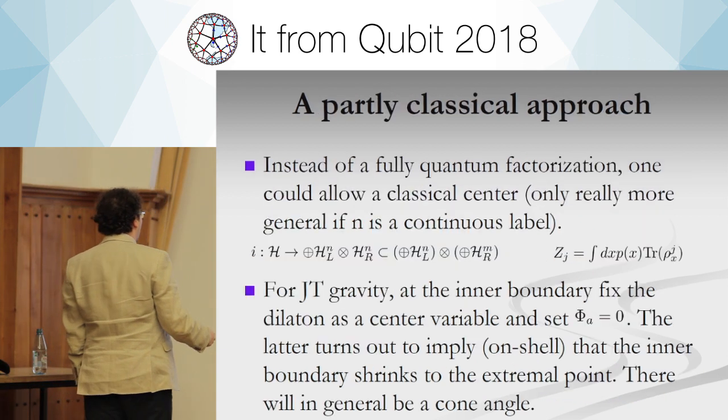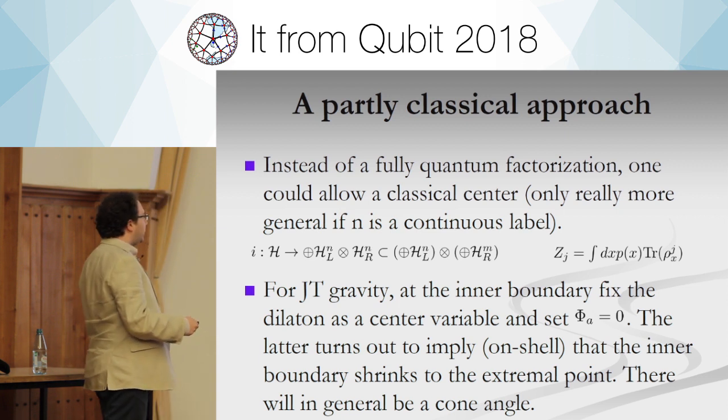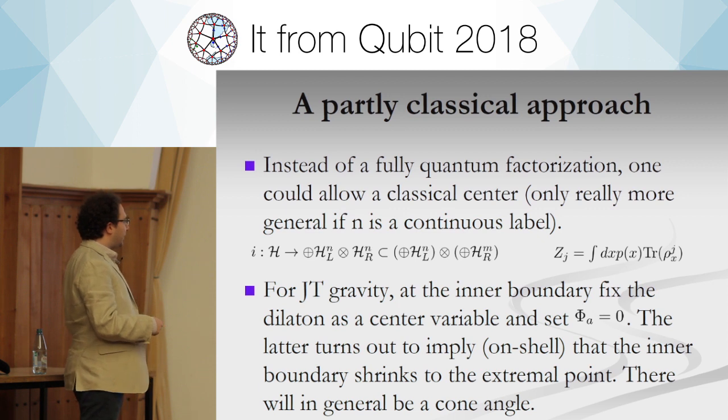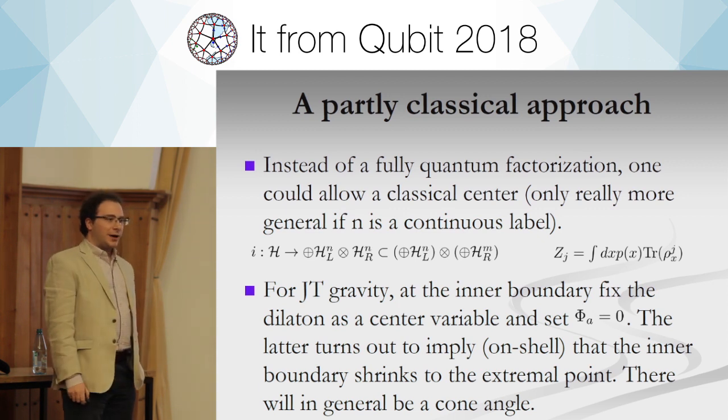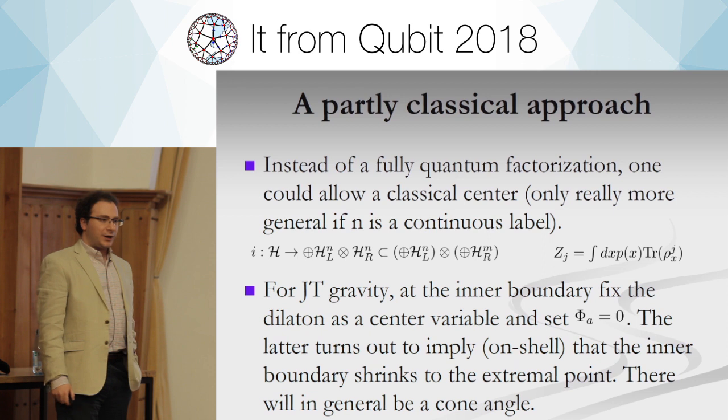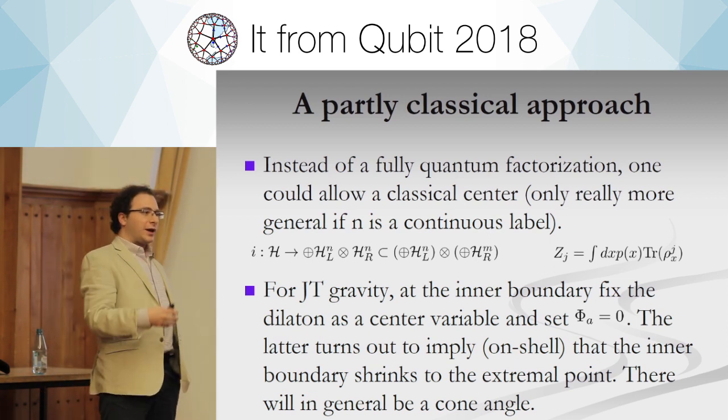Now, one way to proceed here is to allow a classical center. So to generalize a little bit this factorization of the Hilbert space that I mentioned. So instead of trying to map the Hilbert space into a factorized one, sometimes people introduce some classical center variables labeled by n, and then I take a tensor sum over a series of factorized Hilbert spaces. So it's like factorization with superselection sectors.